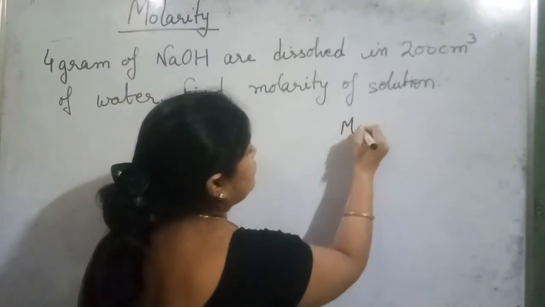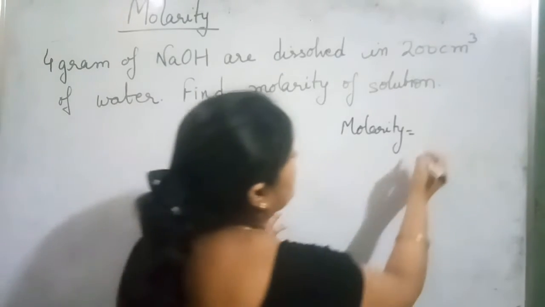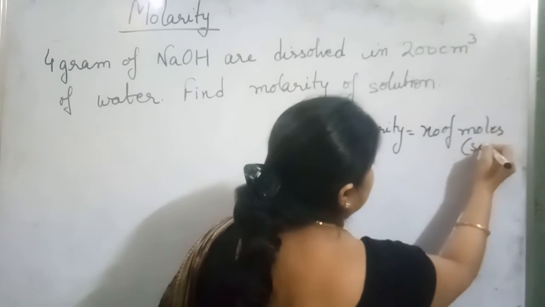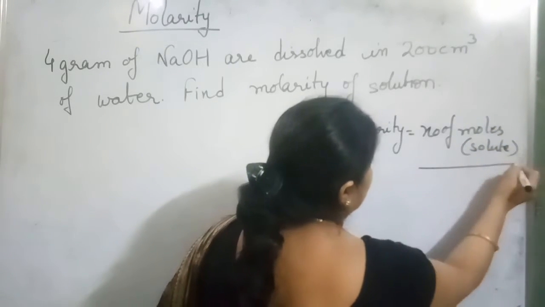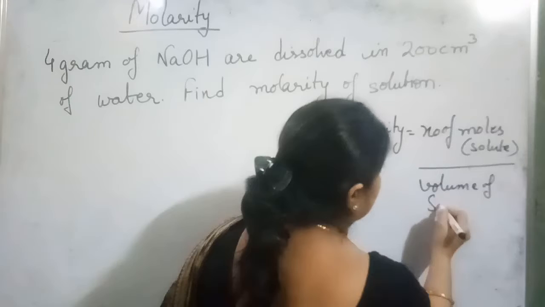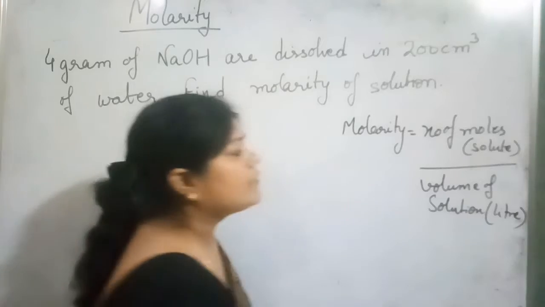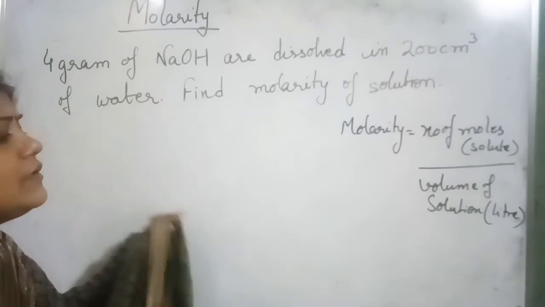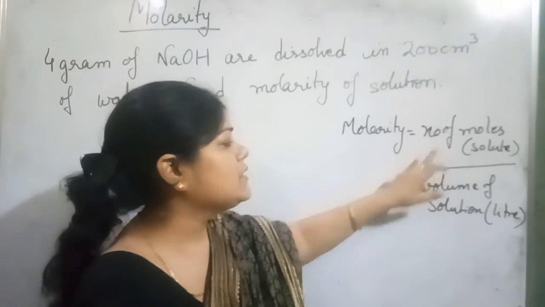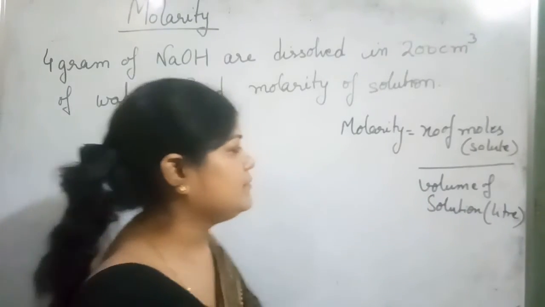The main formula for the molarity is number of moles of the solute over volume of solution in liters. One thing here I want to lay stress on: in case of the solute you have to find the number of moles, and in case of the solution you have to take the volume, but in terms of liters.